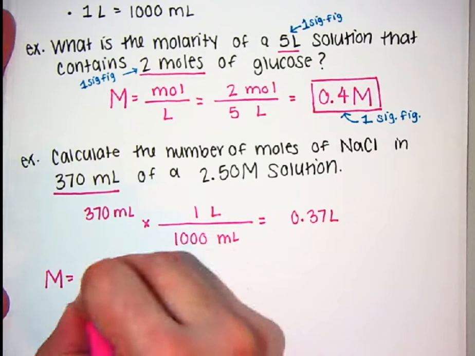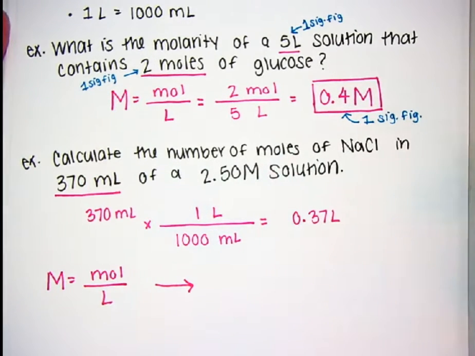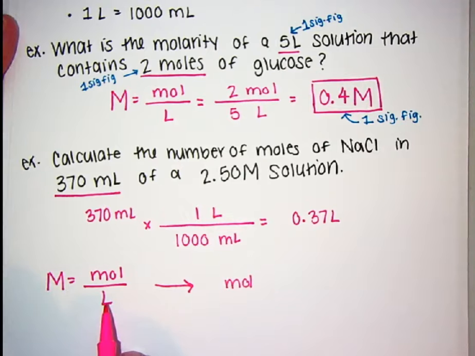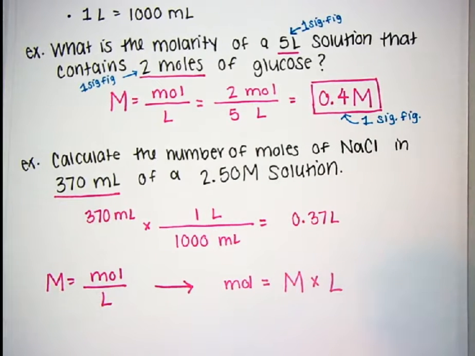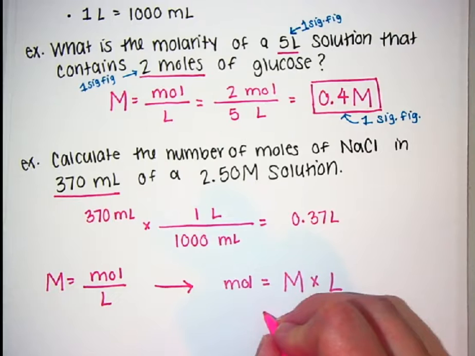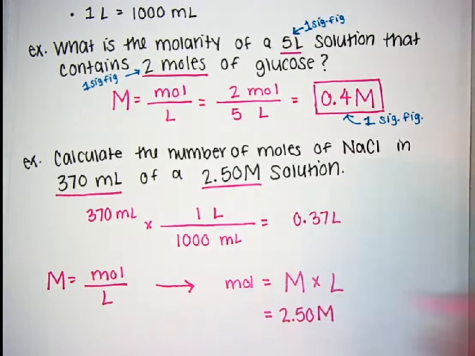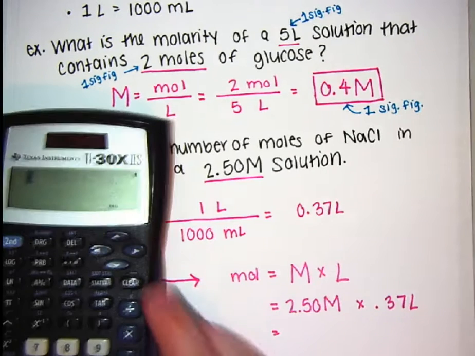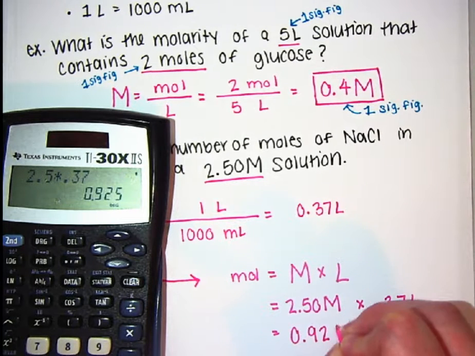My equation is molarity is equal to moles per liter. So we want to calculate the number of moles. So now we can rearrange our equation. If I wanted to solve for the number of moles, I need to get liters out of the denominator. I would multiply both sides by liters. Moles is equal to molarity times liters. This is a 2.50 molar solution times 0.37 liters. 2.5 times 0.37, I get 0.925.